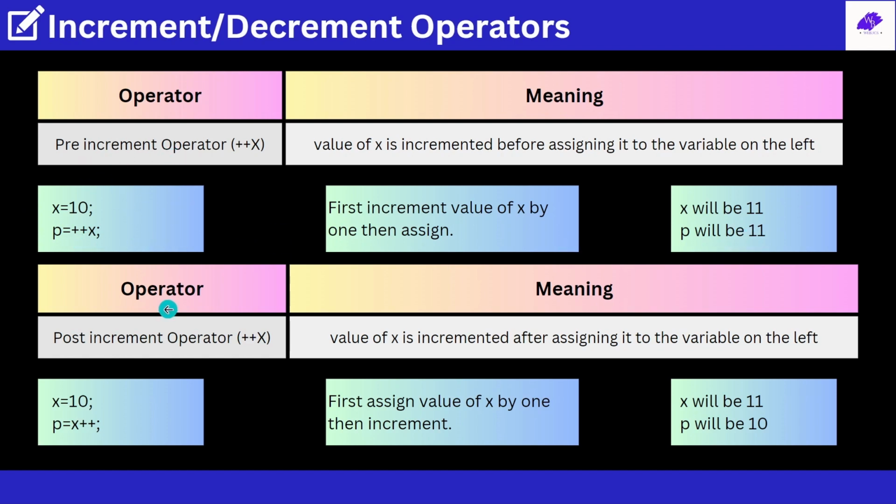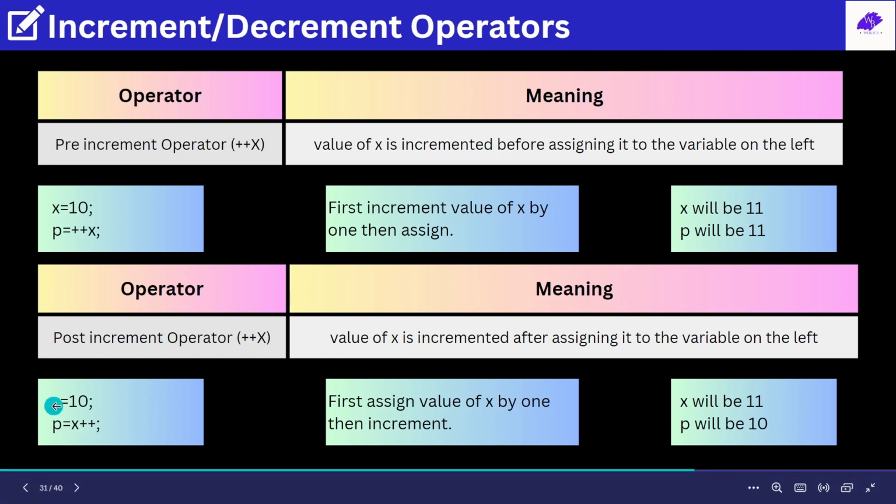But in the case of a post-increment operator, it is written like x++. So the value of x is incremented after assigning it to the variable on the left. Here x is equal to 10 and p is equal to x++. So the value will be assigned to p first, and then x will be incremented. So p will be assigned 10, but after assigning that value, x will be incremented by 1. So x will be 11 but p will be 10.